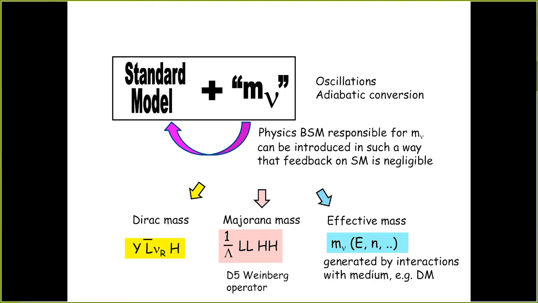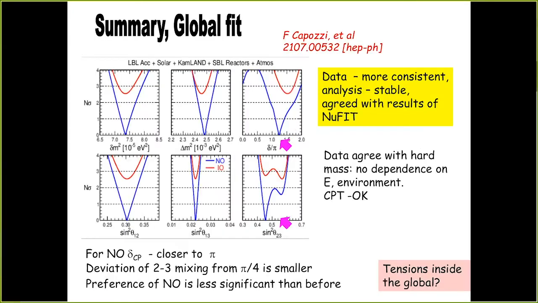And actually, there are several possibilities. It can be Dirac neutrino mass. It can be Majorana, for instance, through the dimension-5 Weinberg operator. But it can be an effective mass, which is generated by interactions of neutrinos with a medium, for instance, with dark matter. And I will comment on this later.